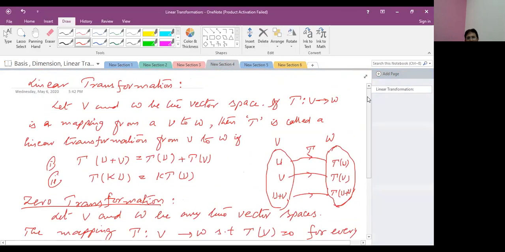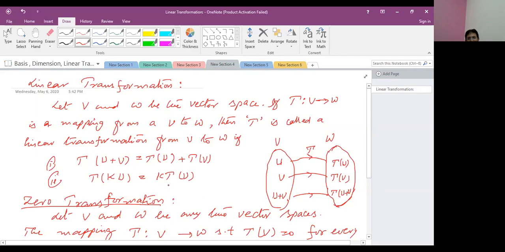Now students, what is a linear transformation? Let V and W be two vector spaces. If T mapping V into W is a mapping from a vector space V to W, then T is called a linear transformation from V to W if and only if it holds these two properties: T of U plus V is equal to T of U plus T of V, and the second property is T of K times U is equal to K times T of U, where K is any scalar value.